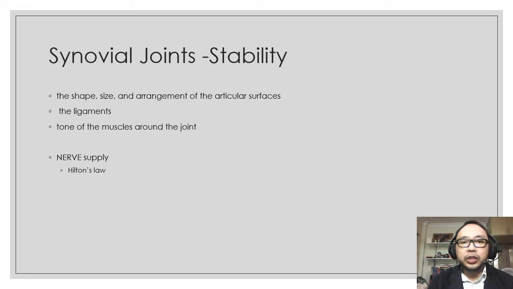Synovial joint stability is based on the shape, size, and arrangement of the articular surfaces, as I've already mentioned. It's also based on the ligaments that surround it. The more ligaments around it, the more stable it is, usually to supplement the lack of an articular surface. Also important is the tone of the muscles around the joint. If the muscles around the joint are weak, then the joint is said to be less stable.